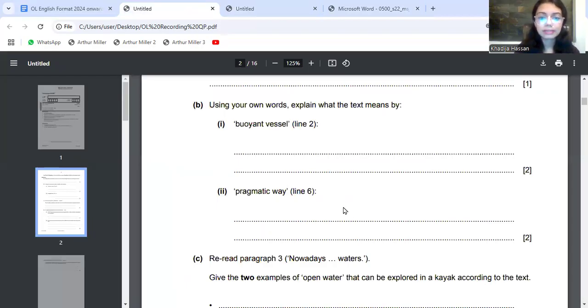Pragmatic way, line 6. Now, I do know the meaning of pragmatic. So again, I'm giving you guys an example. Pragmatic can sometimes mean wise. It can also mean within rationale, strategic. But we have to go back to the text, see how it's been used there, then find the most fitting synonym in context and write that. Same for way.